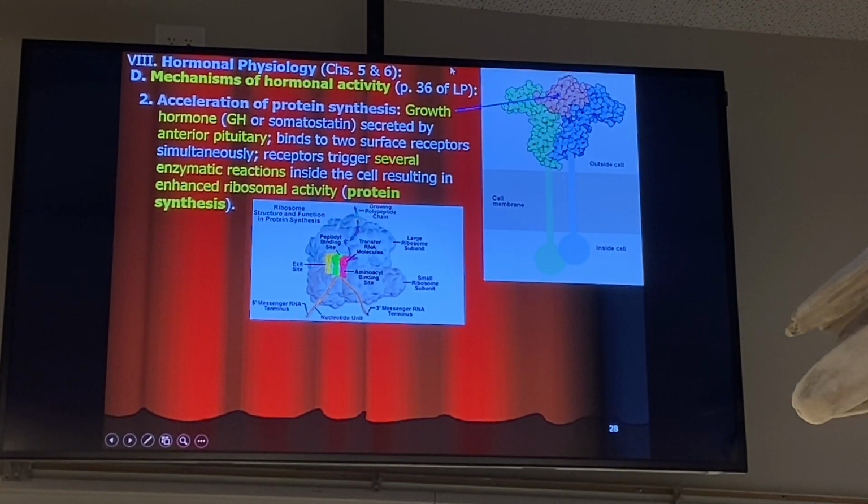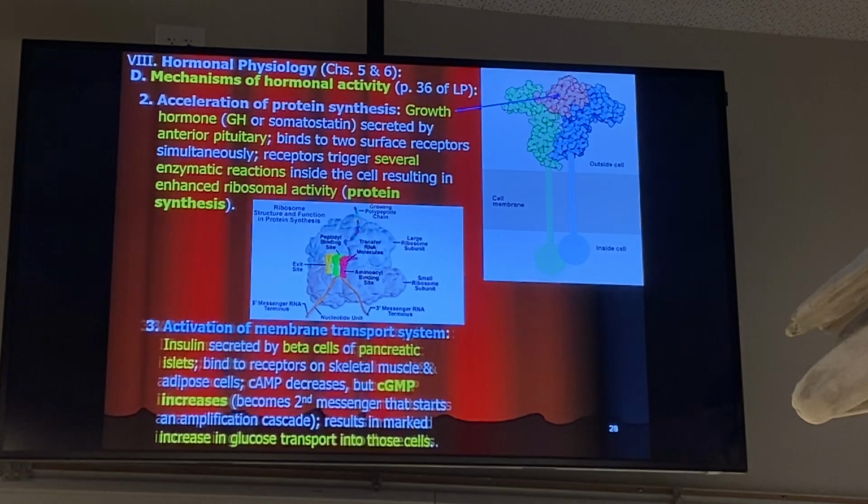But notice here in this picture, it's actually 2 receptors together that will bind to this growth hormone. Growth hormone is a protein hormone. It's too big. It does not enter the cell. It binds to a surface receptor. Does not enter the cell.